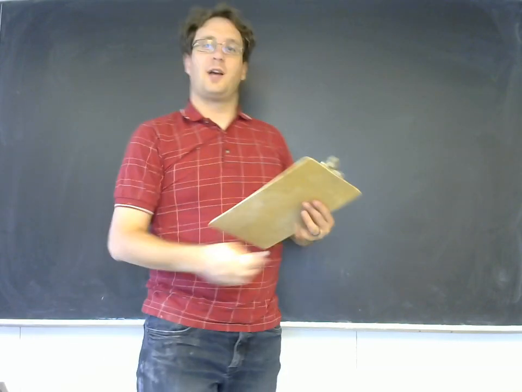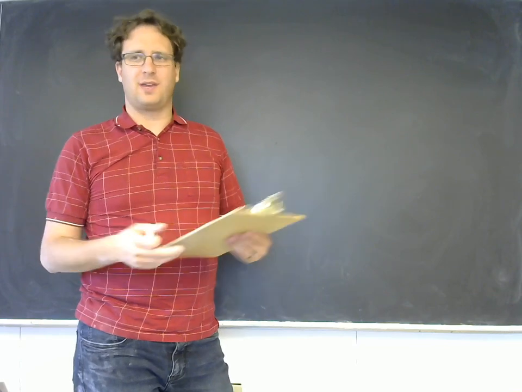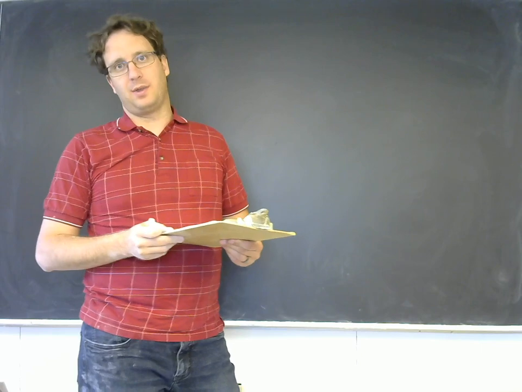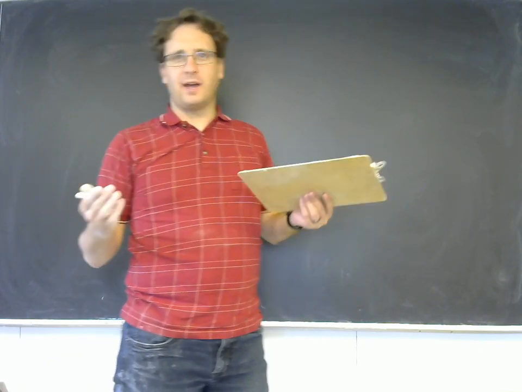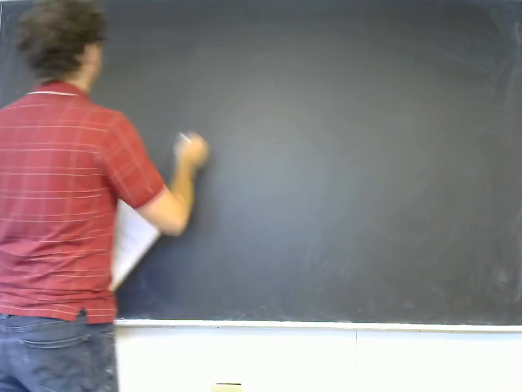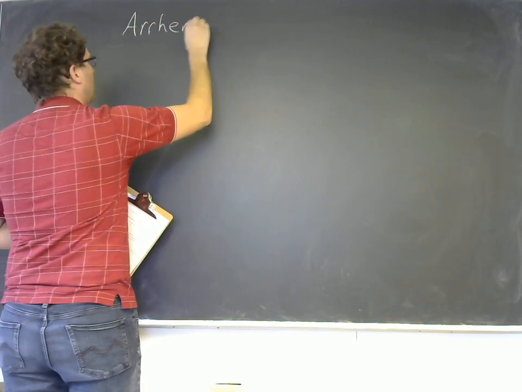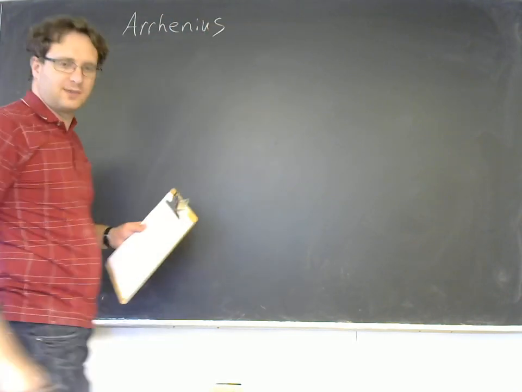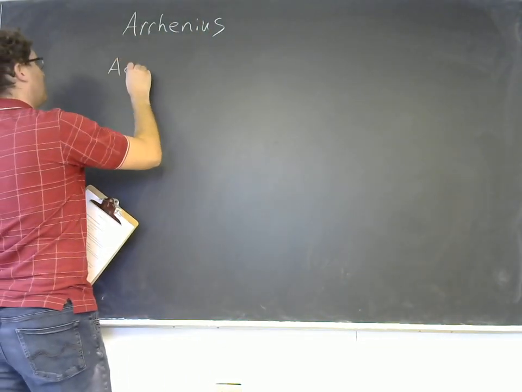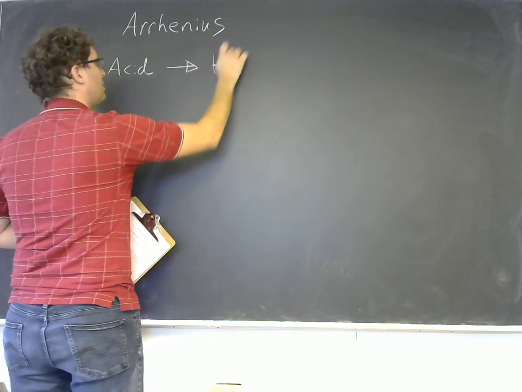Okay, chapter 16 is about acid-base theory. And you're certainly familiar with acids and bases from 1210 a little bit, but we're going to go quite a bit into more depth now, including different ways to define acids and bases. So the first simplest way to define an acid and a base is called Arrhenius theory.